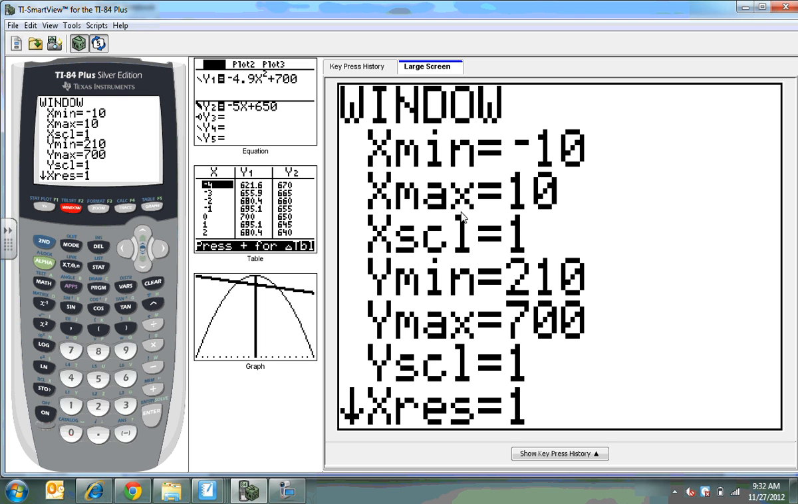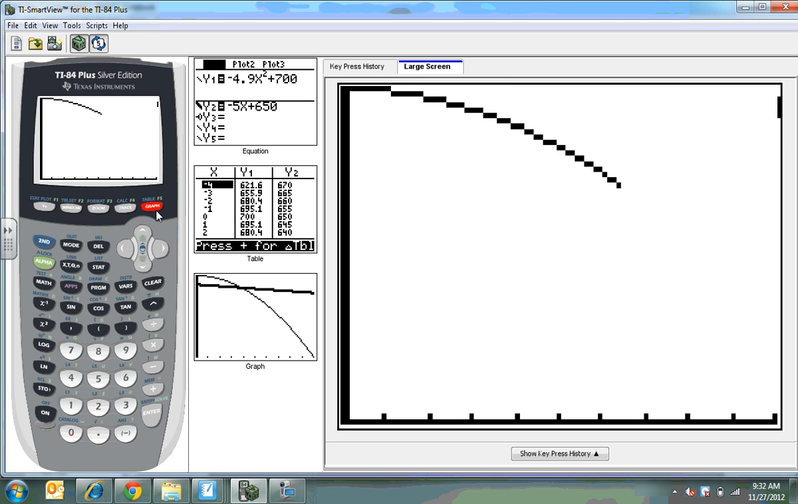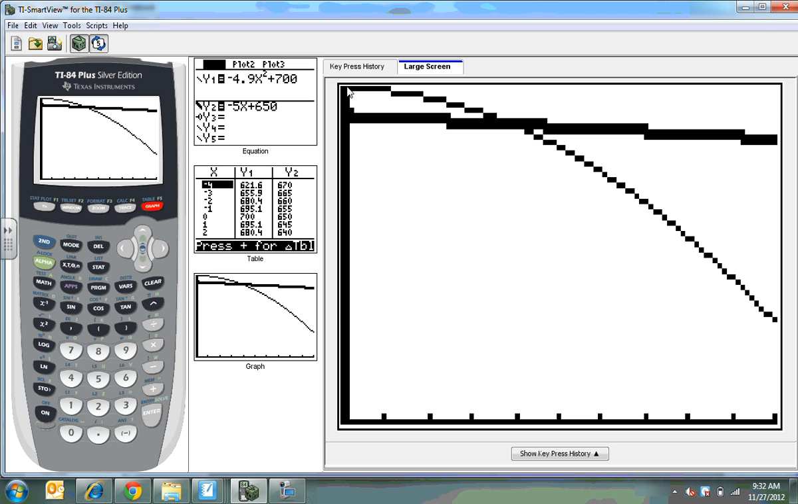I know I don't have negative height or time, so my x-min and y-min can both be 0. Okay, and if we graph it, it looks like this. So there's a few things we can tell about the graph. The y-intercept up here at this point, which is 700, tells us the initial height that the parachute fell from.